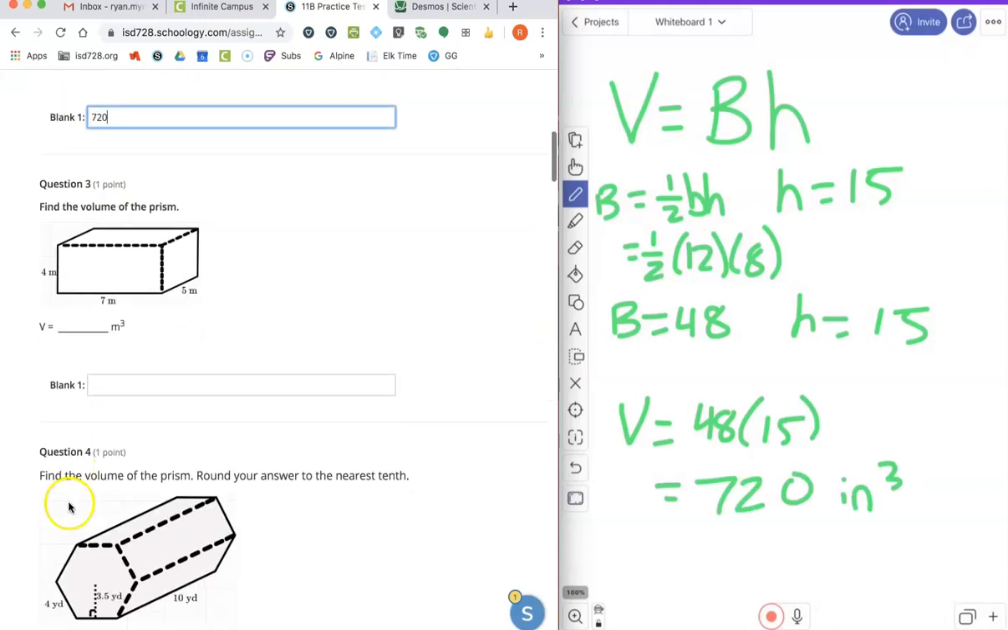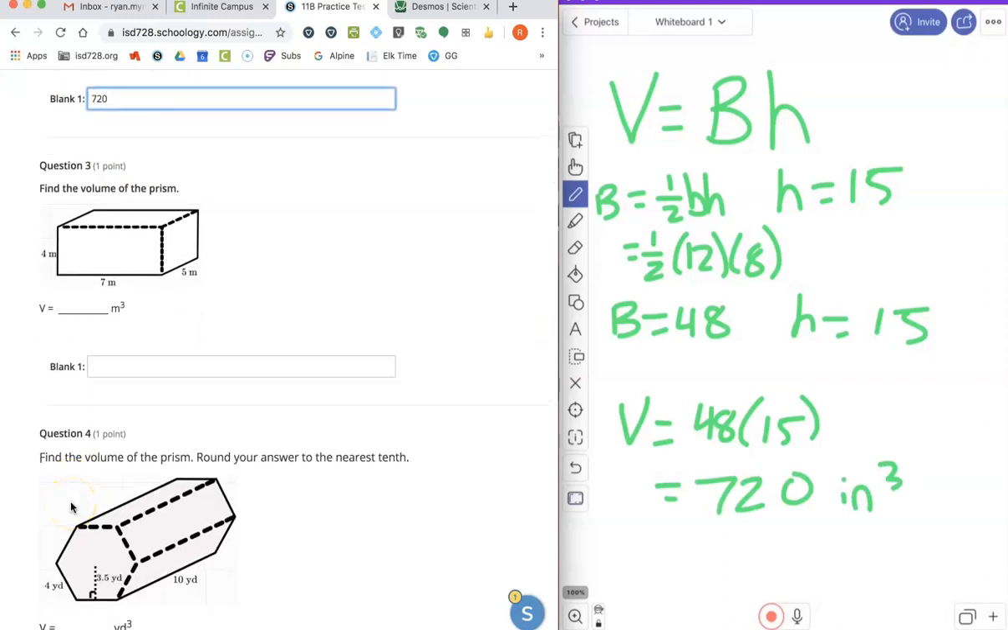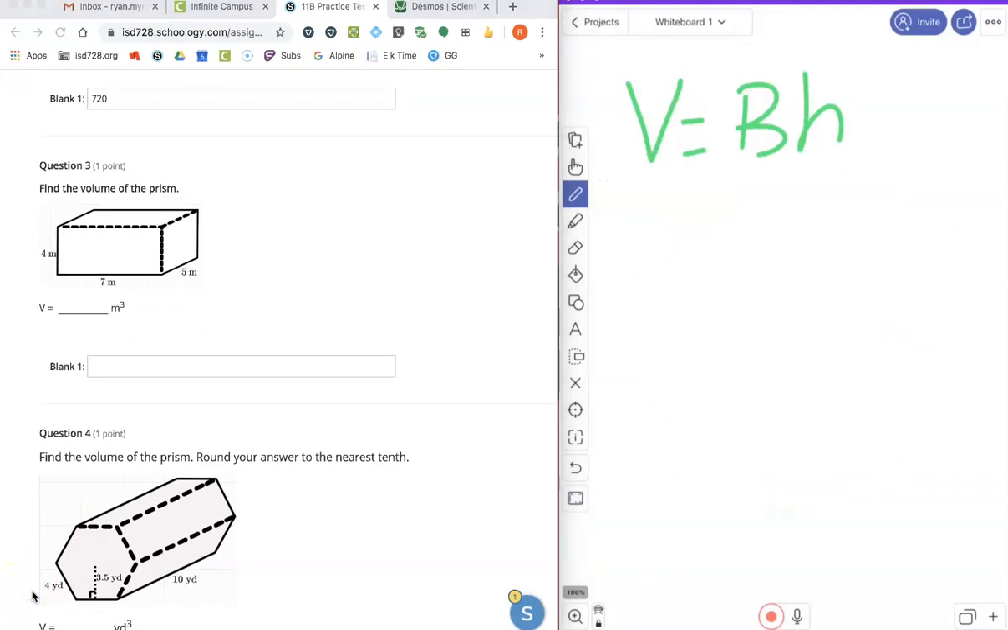Okay. Next one is actually the same formula, since we still have a prism. With a box, it doesn't matter what capital B is. You can do 7 times 5 and say the base is the bottom. You can do 7 times 4 and say the base is the front. You could even do a combination of those. You could do the right-hand side, you could do 5 and 4. Long story short, it doesn't matter.